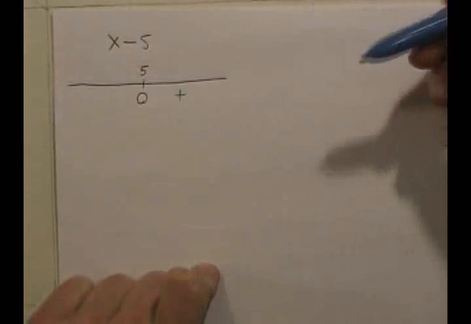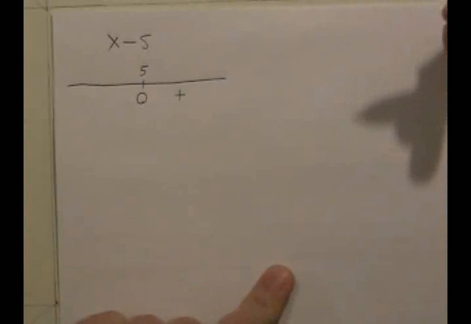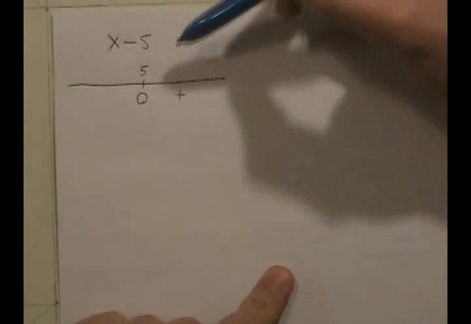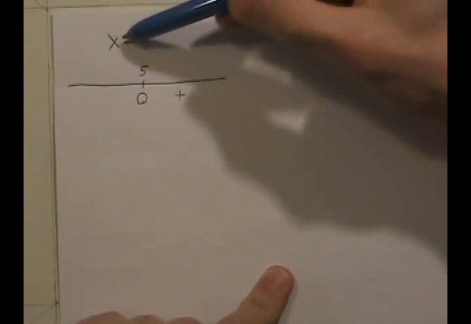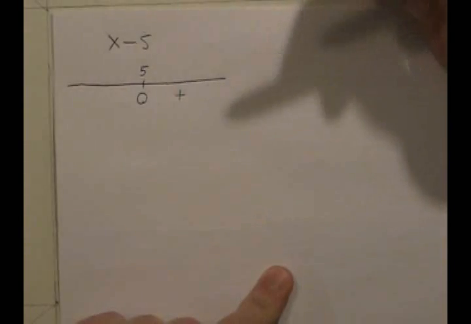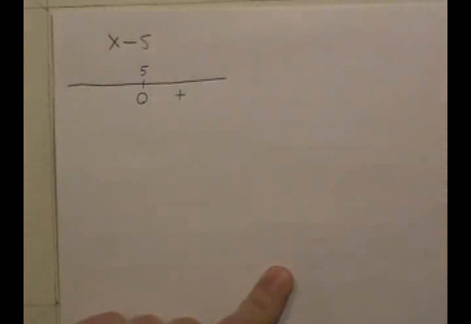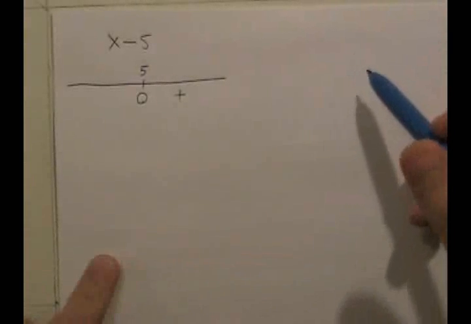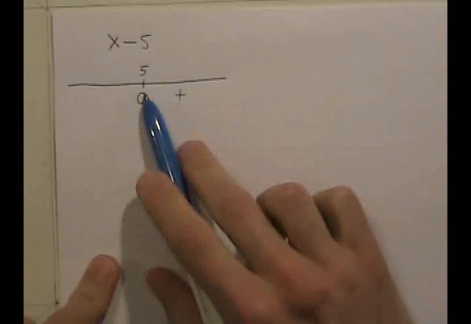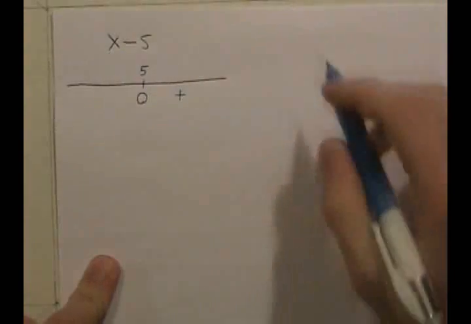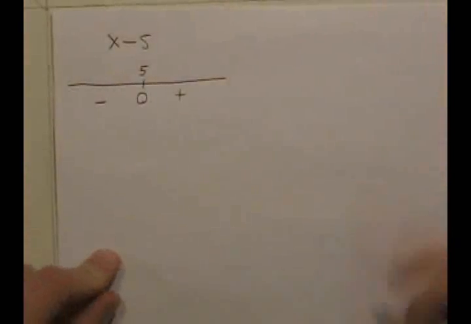The way that you should probably think of this, or the way that I think of it, is numbers greater than 5 minus 5 are positive. So we just mark this whole thing with a plus sign, and then the opposite of that is anything that's less than 5. Numbers less than 5 minus 5 are negative. So I write a negative sign there, and that completes the sign chart for x minus 5.